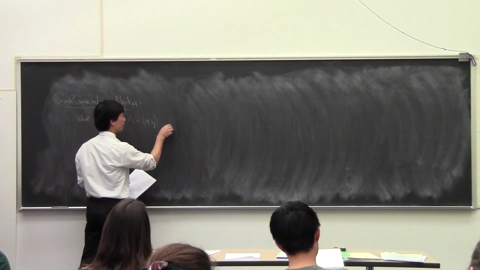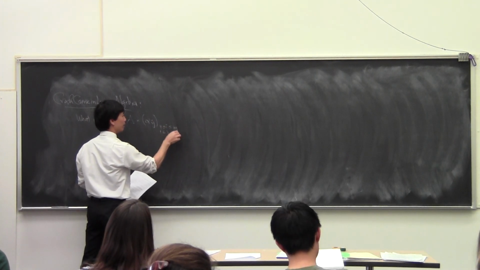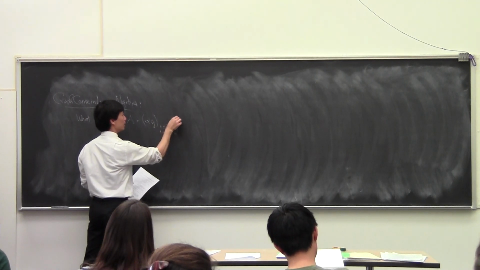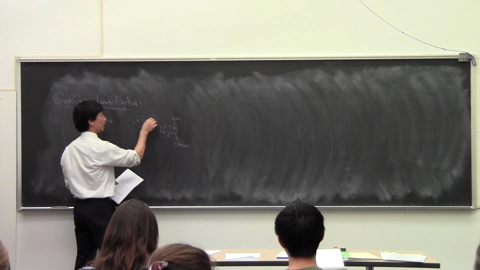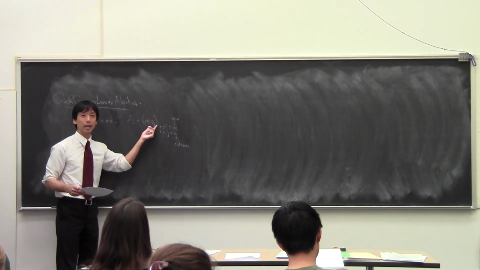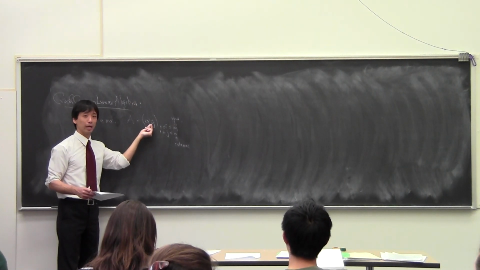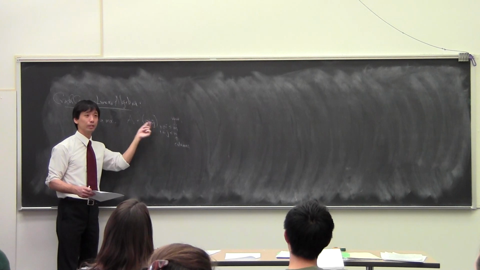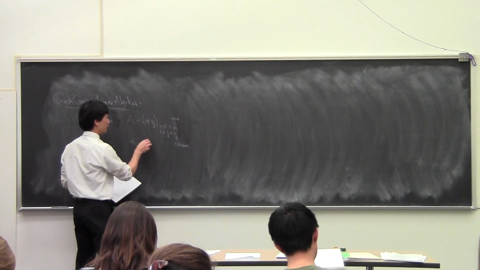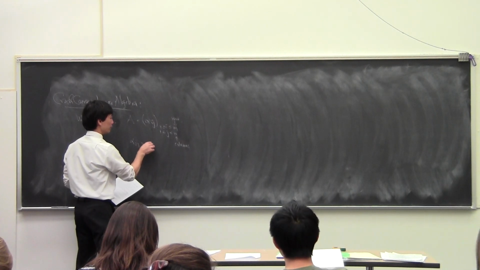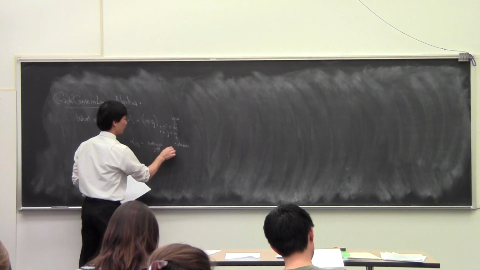A with entries a_ij, where i ranges from 1 to m and j ranges from 1 to n. This is the number of rows, this is the number of columns. This indicates the ij-th entry, the entry in the i-th row and j-th column. So a_23 is the entry in the second row, third column.